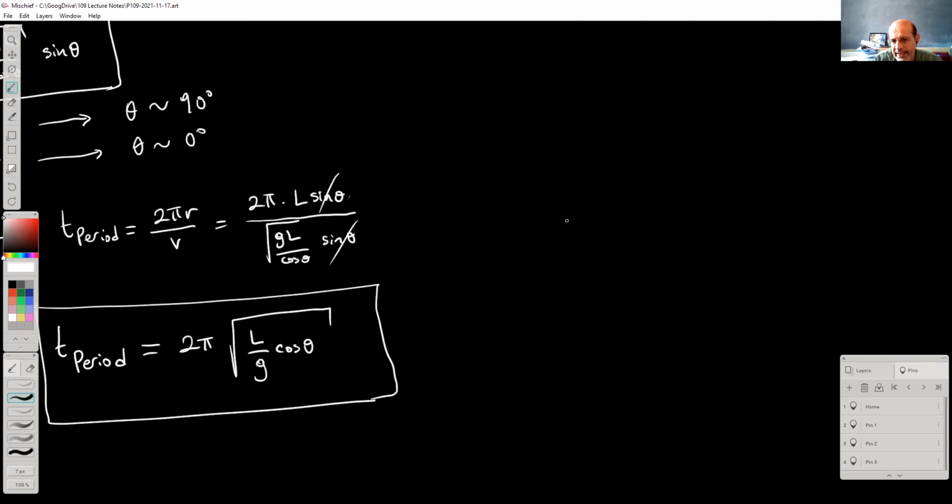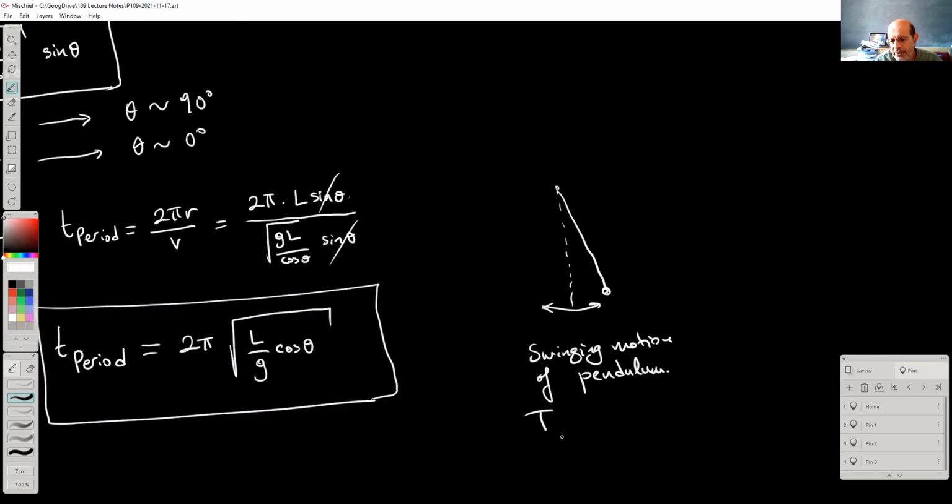So I don't know if you have seen this. We also have something called a pendulum. But a pendulum doesn't do a circular motion; it just does the swinging motion. Let's say this is the swinging motion of a pendulum.